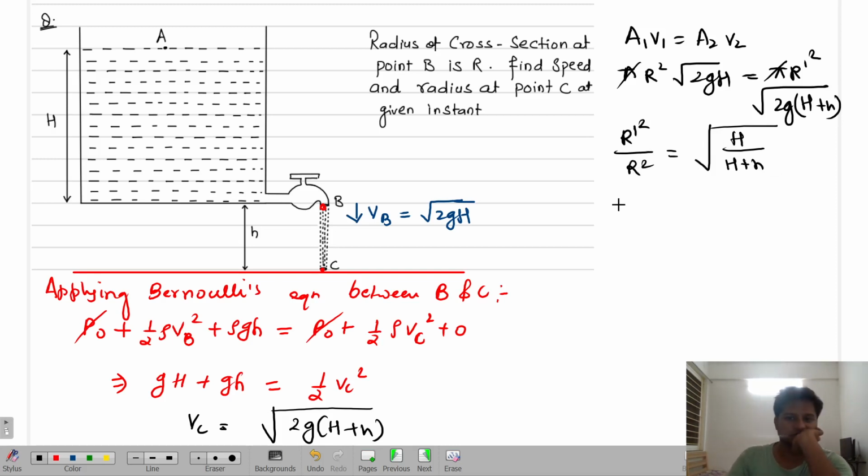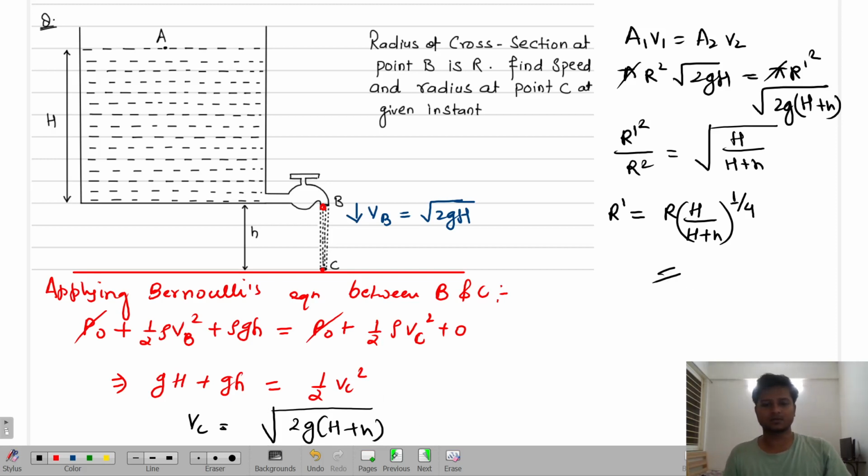So if I just send this over here, R dash will be equal to R. There is already an extra root over them, and the square is already there. If I just, one minute, okay no problem. That will be capital H by capital H plus small h to the power of 1 by 4. Okay, is that clear? So this is your radius. Okay, can we move ahead?